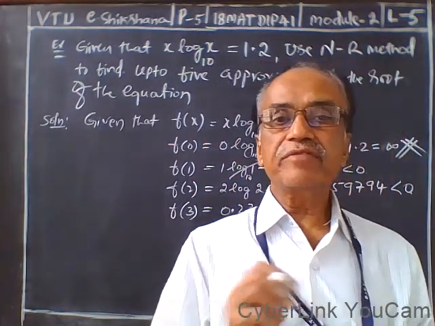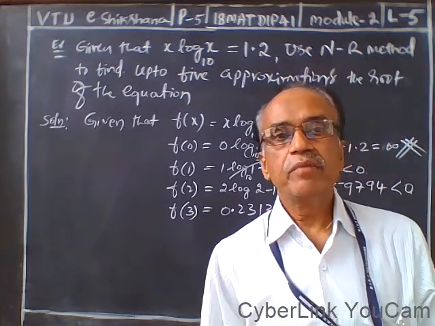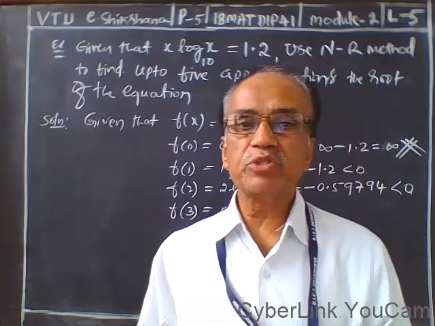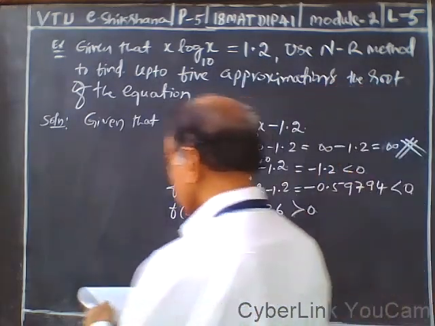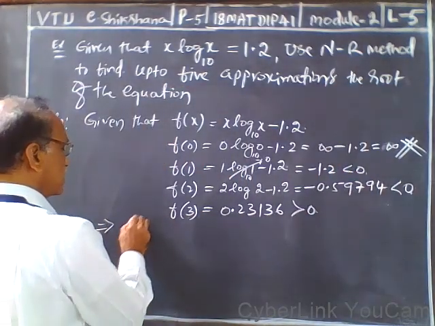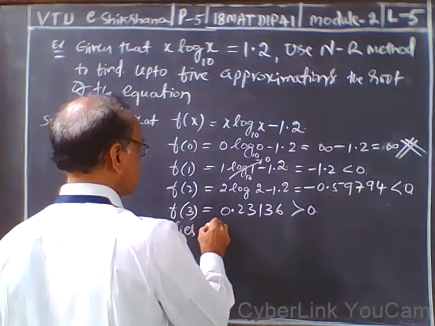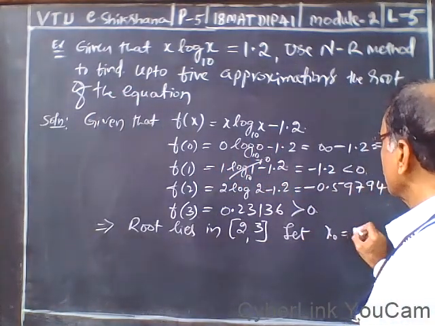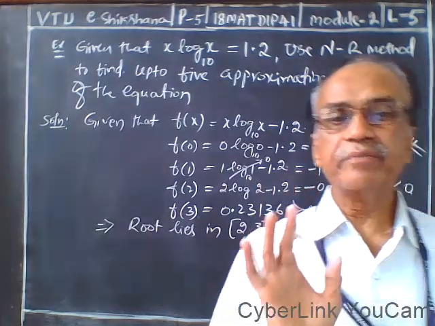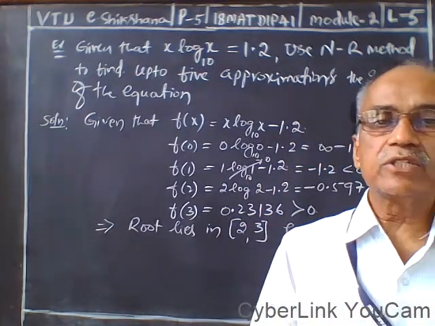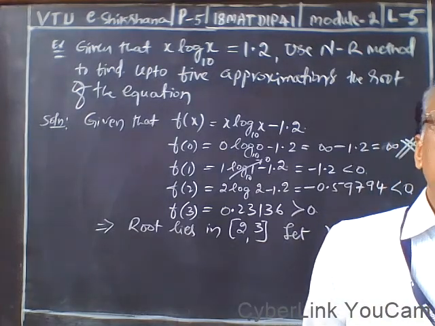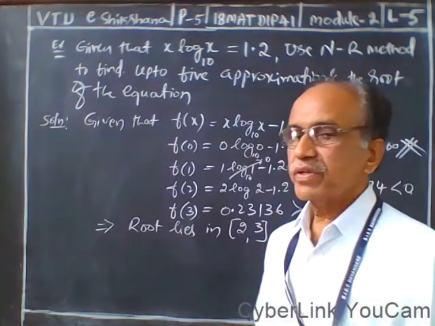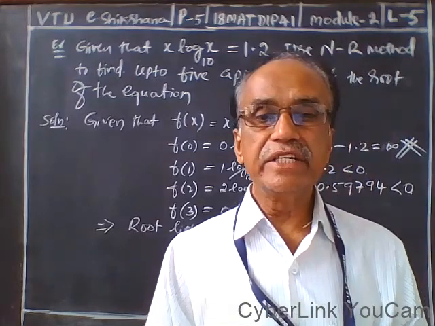But here, to identify the initial value, we take the help of the bracketing method, but we don't repeat the procedure of the bracketing method at each and every approximation for the given equation. So here the root lies between 2 and 3. That means let x naught be equal to 2. You are permitted to choose any number, either 2 or 2.5 or 3, or 2.1, 2.2, 2.3 up to 2.9 and 3, any number you can choose. But normally we take the middle number or the first number or the last number as the initial value.